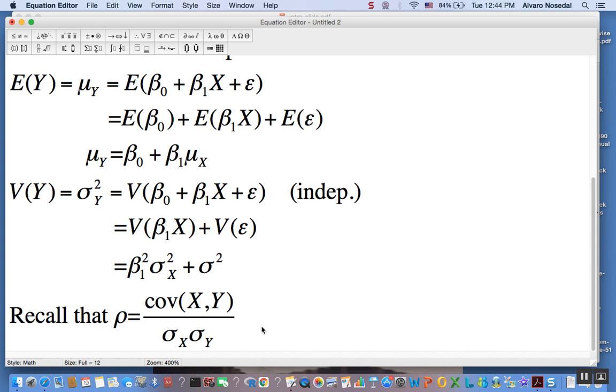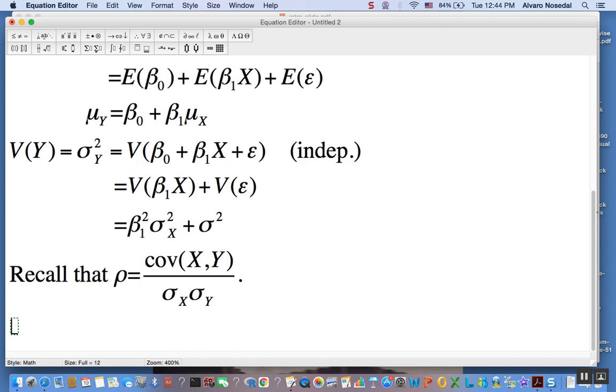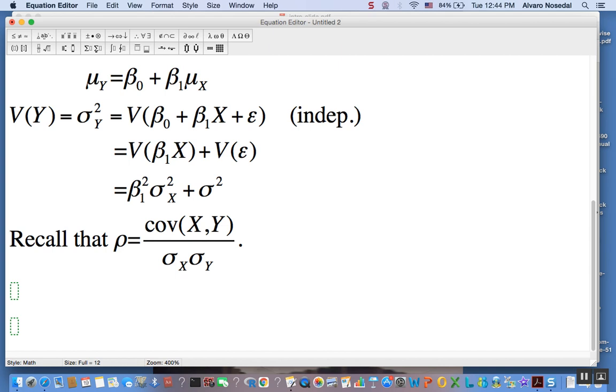So let's find the covariance. Once we have the covariance, we will have the expression of the correlation coefficient. Let's find the covariance between x and y.